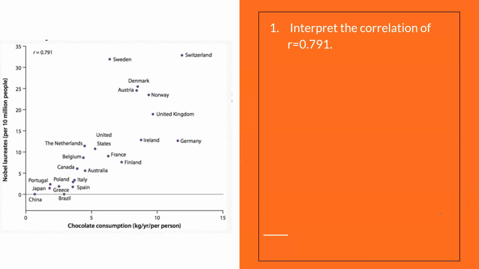So here we've got our graph. We've got our explanatory variable on the x-axis. We've got our response variable on the y-axis. We're graphing these two separate variables and seeing how they're correlated. They are correlated. Would you please right now interpret the correlation of 0.791? Think about what it means that R is positive. Think about whether that means it's strong or weak or moderate, and go ahead and interpret that now.